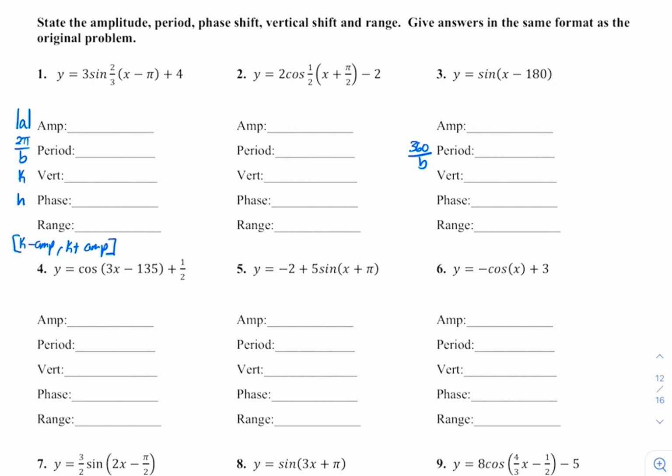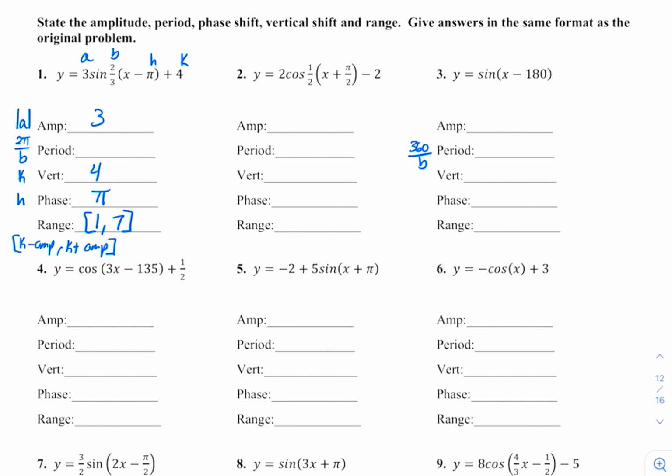Okay. So in 1, 3 is our a, 2/3 is b, pi is h, and 4 is k. So the amplitude will be 3. I'm going to skip the period for a second. The vertical shift is 4. The phase shift is positive pi, because we have to do that opposite sign. And then for the range, I'm taking my k value, so 4 minus the amplitude, which will be 1, and then 4 plus my amplitude will be 7. That means that as we're graphing our sine function, that wave is going to be between 1 and 7.